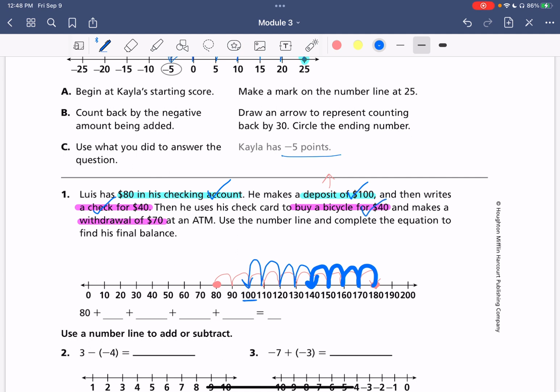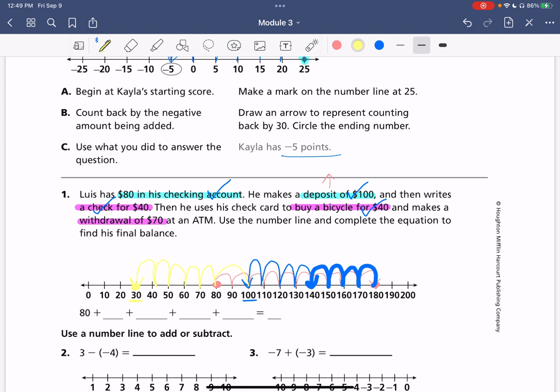And then he makes a withdrawal of 70. So we got to keep going. We're getting smaller. So 10, 20, 30, 40, 50, 60, 70. We're going to land at 30. So let's put this into our equation.